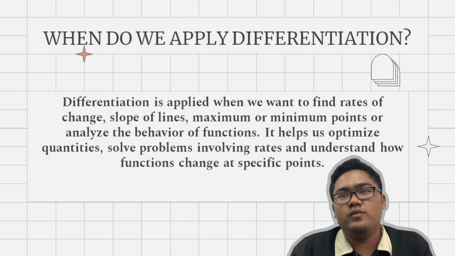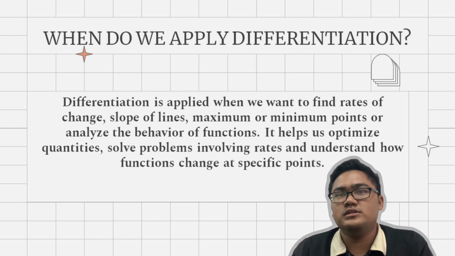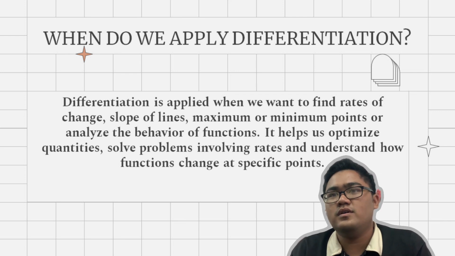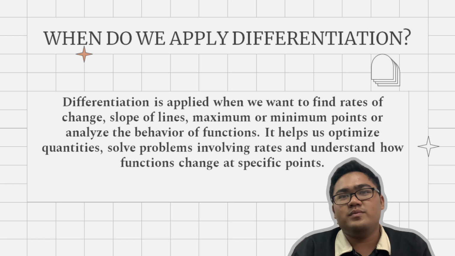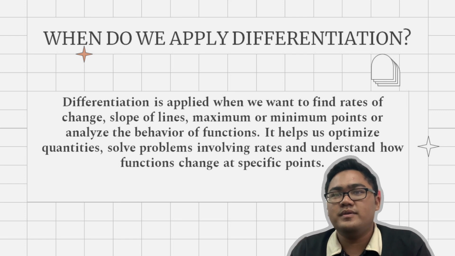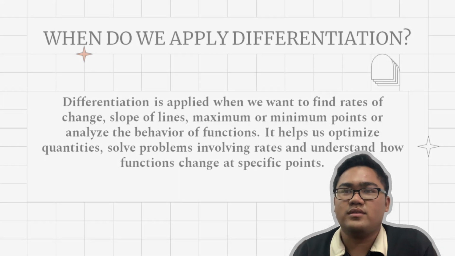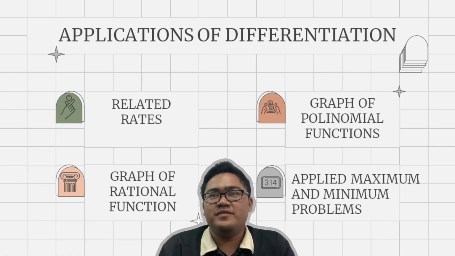Differentiation is applied when we want to find the rate of change, the slope of a line, a maximum or minimum point, or analyze the behavior of a function. It helps us optimize quantities, solve problems involving rates and understand how a function changes at a specific point. There are 4 types of application of differentiation.